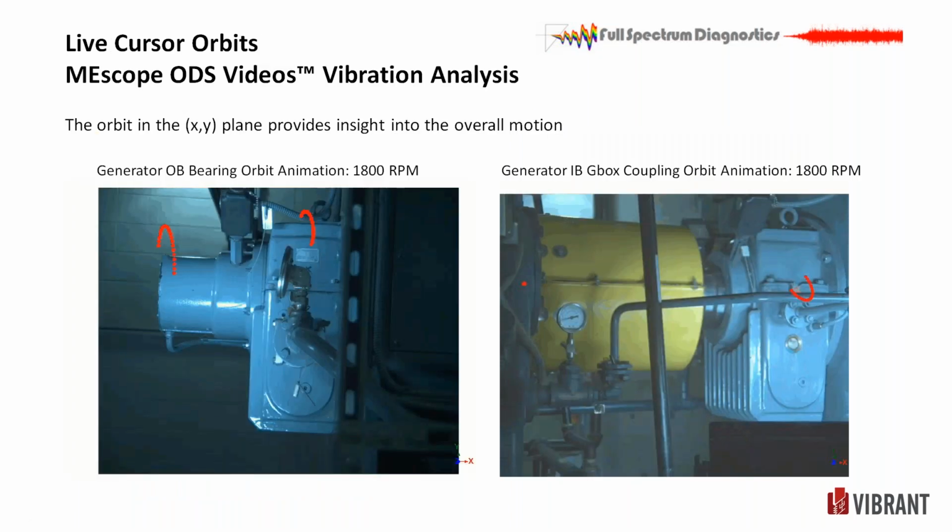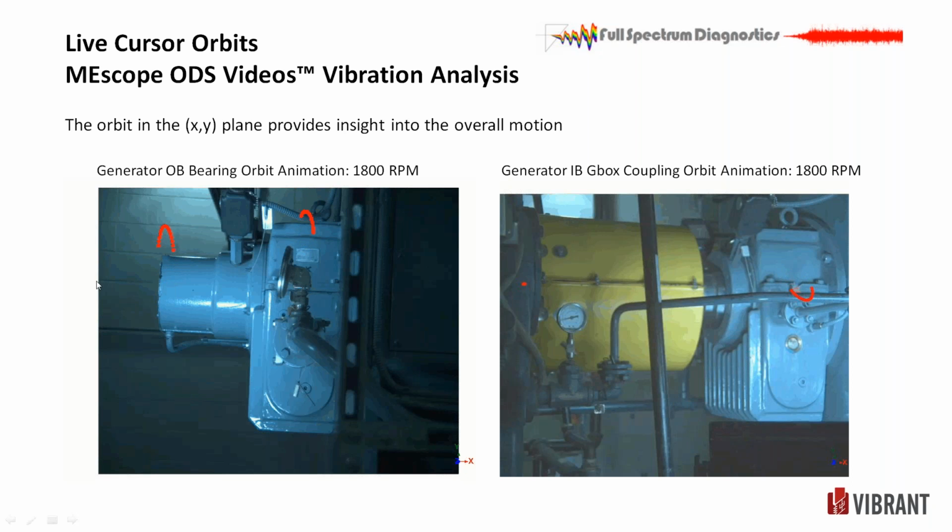This is another feature. This is a live cursor orbit. The orbit in the XY plane gives you a little more insight into the overall motion. I highly increased the volume on this quite a bit, so you could see the orbit even in the animation. It needed to be amplified a little bit.